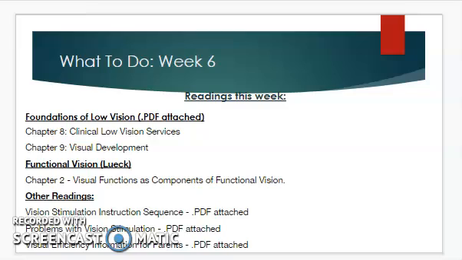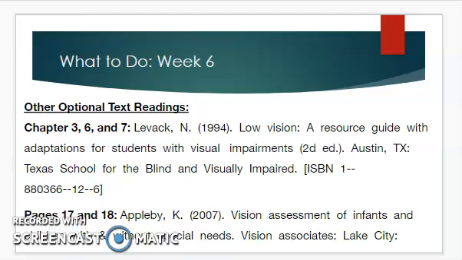And other readings are Vision Stimulation Instruction Sequence, problems with vision stimulation, and the visual efficiency information for parents. That is a website. And then other optional textbook readings. So in the syllabus, you do have some optional texts. If you happen to have ordered those, then in relation to this week's module, read Chapters 3, 6, and 7 from LEVAC, and pages 17 and 18 from Vision Assessments of Infants and Children with and Without Special Needs, if you happen to order those books.